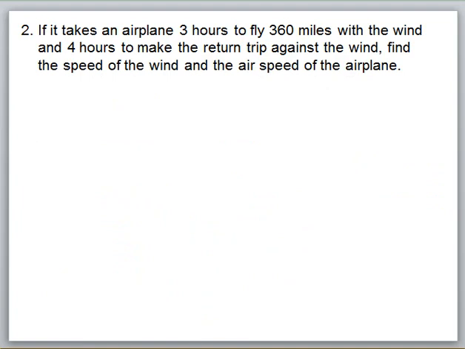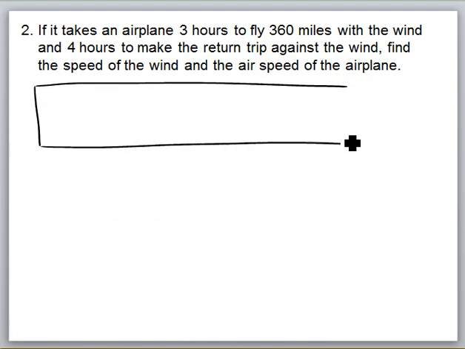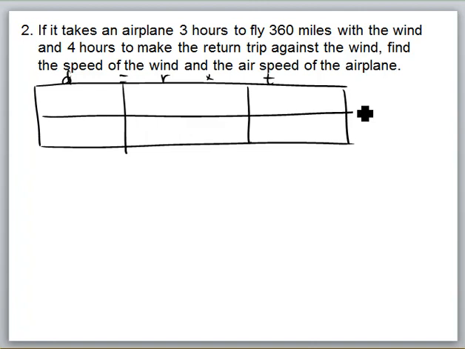We're going to first create a chart. Probably move through this one just a little bit faster than I did in the last example. I've got distance equals rate times time. I have an airplane this time, and the airplane takes 3 hours to fly 360 miles. Notice I'm putting that in the distance, and this is the time. With the wind, so I'll put with the wind here, and this would be against the wind. It takes 4 hours to make the return trip against the wind.